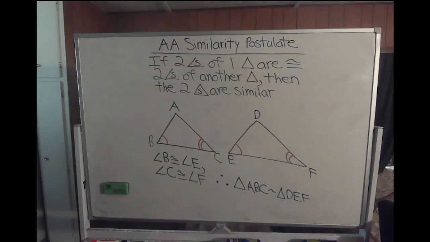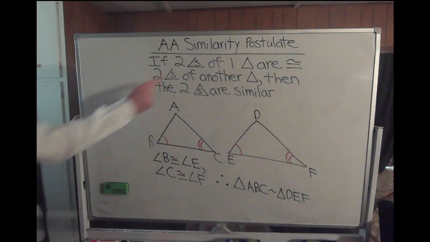So today we're going to talk about similar triangles. Well, really for the next 3 lessons we're going to talk about similar triangles. Today there is only one new postulate to learn. This is called the Angle-Angle Similarity Postulate, otherwise known as the AA Similarity Postulate.